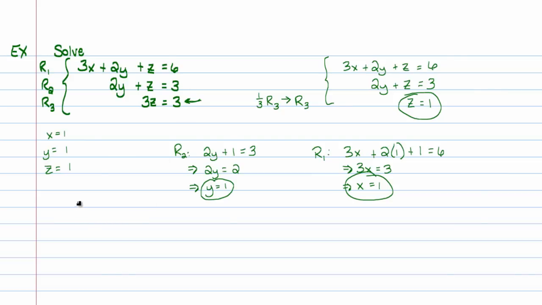By the way, your answer would be written as x equals 1, y equals 1, z equals 1, or as an ordered triple, in other words, as a point, (1, 1, 1). Just like you would have a point (x, y), this is a point (x, y, z).